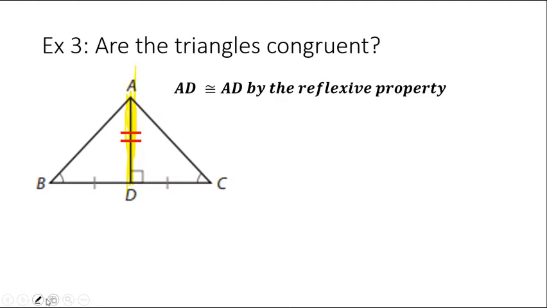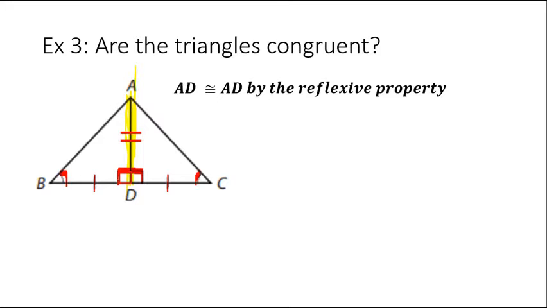Again, they also give you another side here. That mark says that BD and CD are congruent to each other. Same thing with this angle B and angle C. It's also congruent to each other. They tell you that this angle here is 90. And since this forms a linear pair, that means that the other angle is also 90.